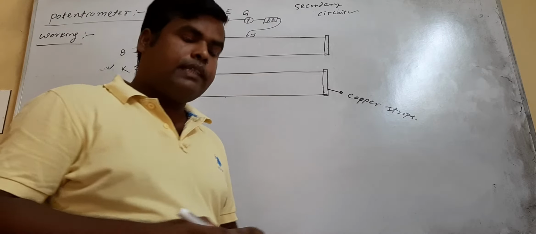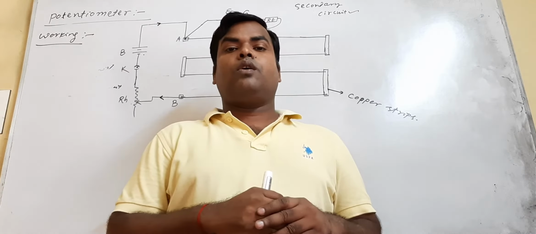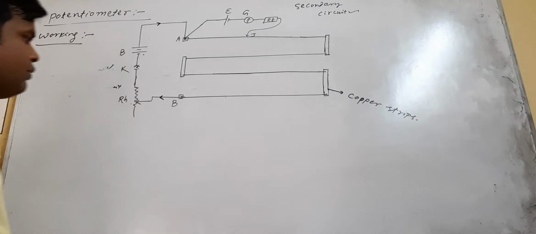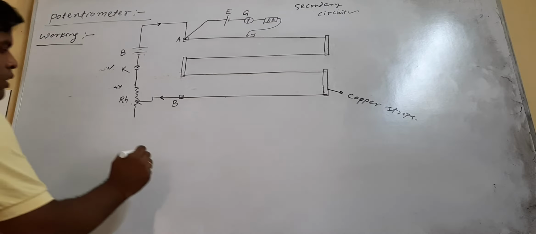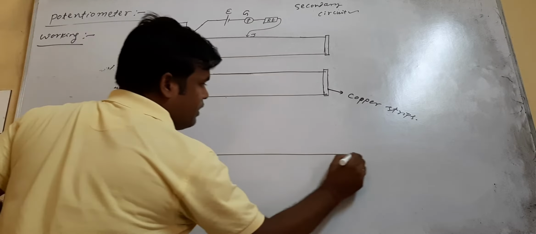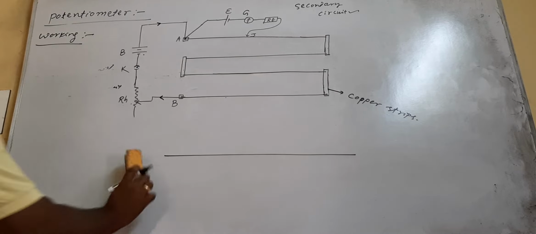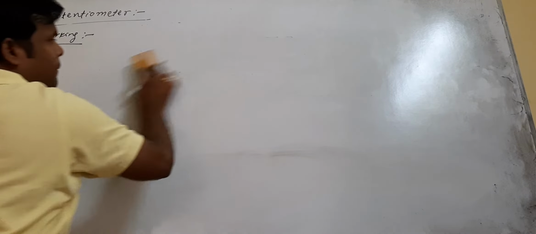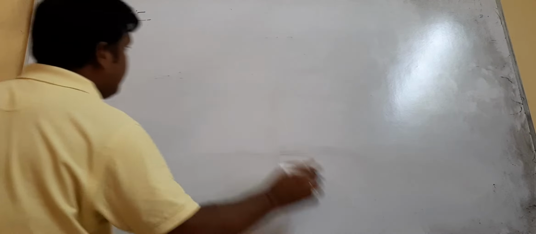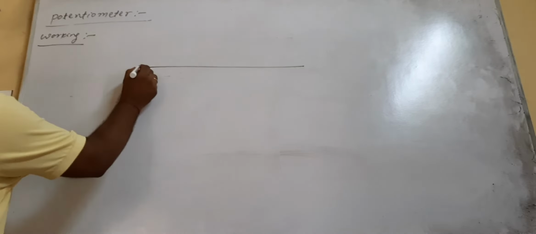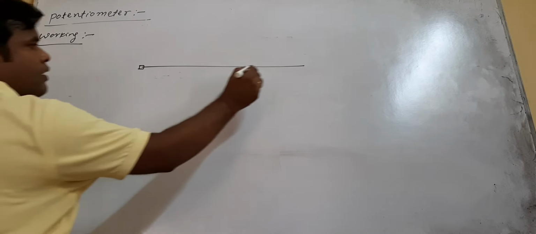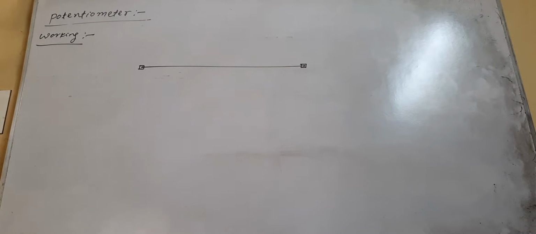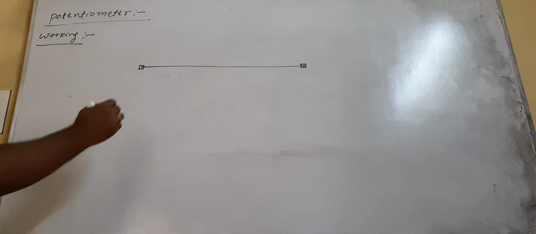Here we have two cases. In the first case, we have to compare the EMFs of two cells. What will you do? For your convenience, you take the wire straight. I am erasing this. I have taken the potentiometer wire straight, just I am assuming.